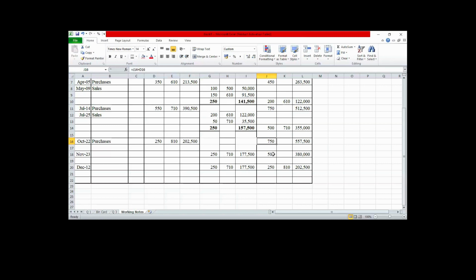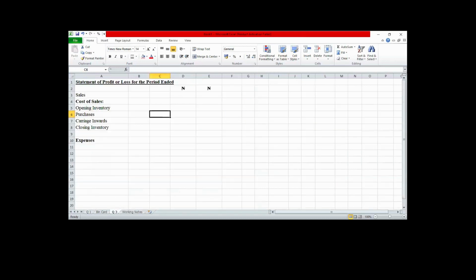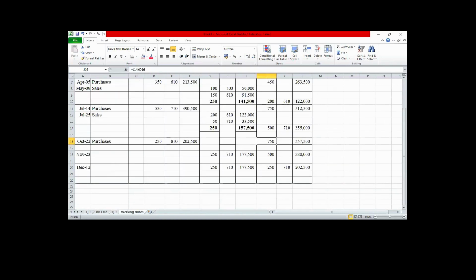We have done this one now. I can go ahead and prepare my statement of profit or loss. What about the simple average method? Are we preparing a statement of profit or loss for each of the methods? For all the methods, you are going to do everything. Yes, you will do your stock valuation for all the methods, and you now prepare the statement of profit or loss.